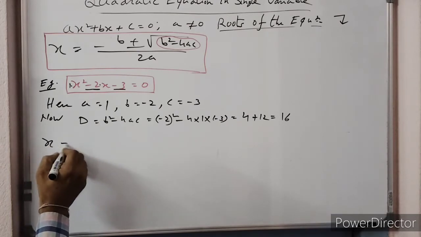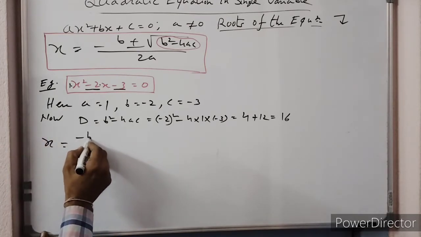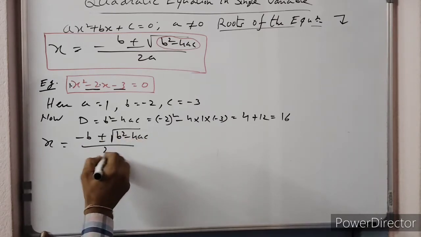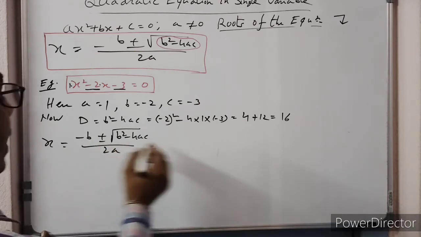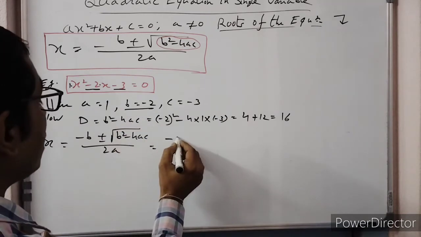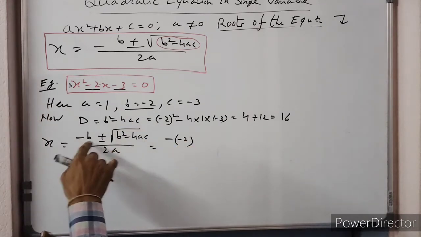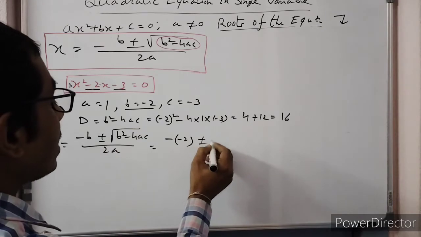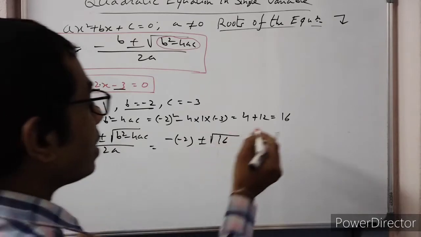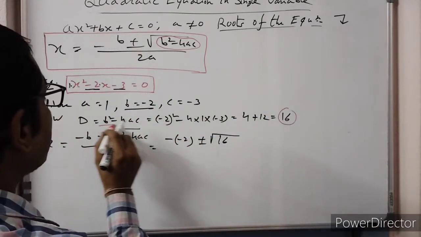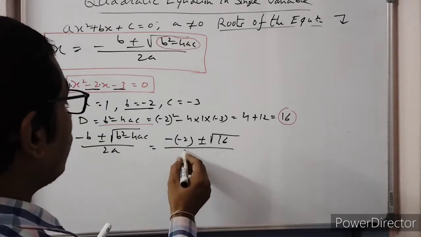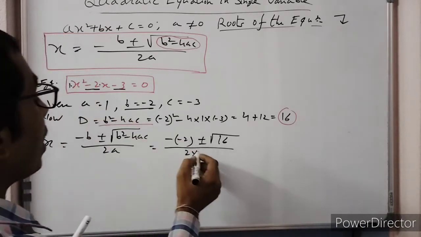So the roots, by Sridharacharya's formula: x equals minus b plus minus root over b square minus 4ac, by 2a. Minus b means b is minus 2, so put minus of minus 2, plus minus root over 16, since b square minus 4ac is 16, divided by 2 into a, where a is 1.